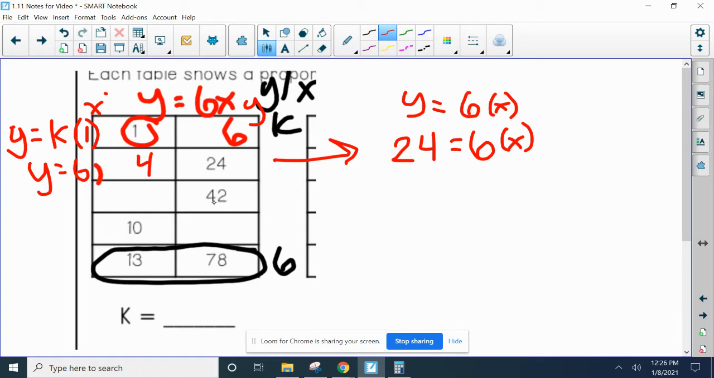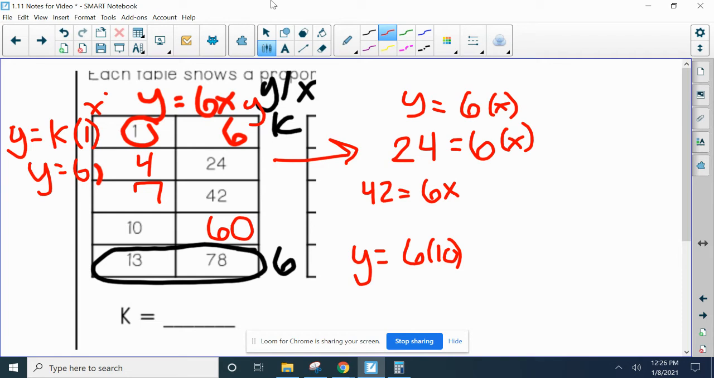Do we see where this is going? So how about 42 is equal to 6 times x? So we're going to divide both sides by 6. We could write it down. 42 is equal to 6 times x. Divide both sides by 6, 7. And this time we're going backwards. Y is equal to 6 times 10. 6 times 10 is 60. And we already said our k, our constant of proportionality, is 6.